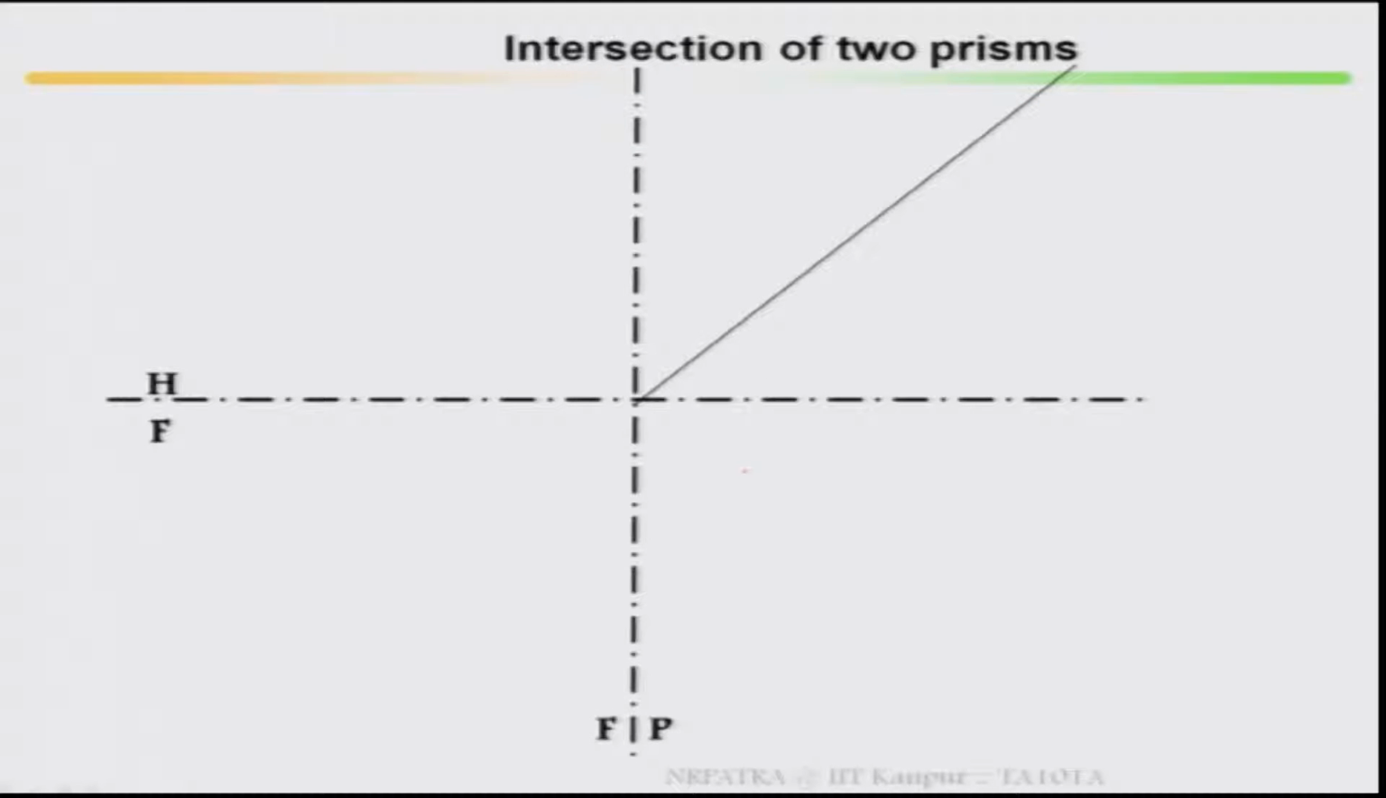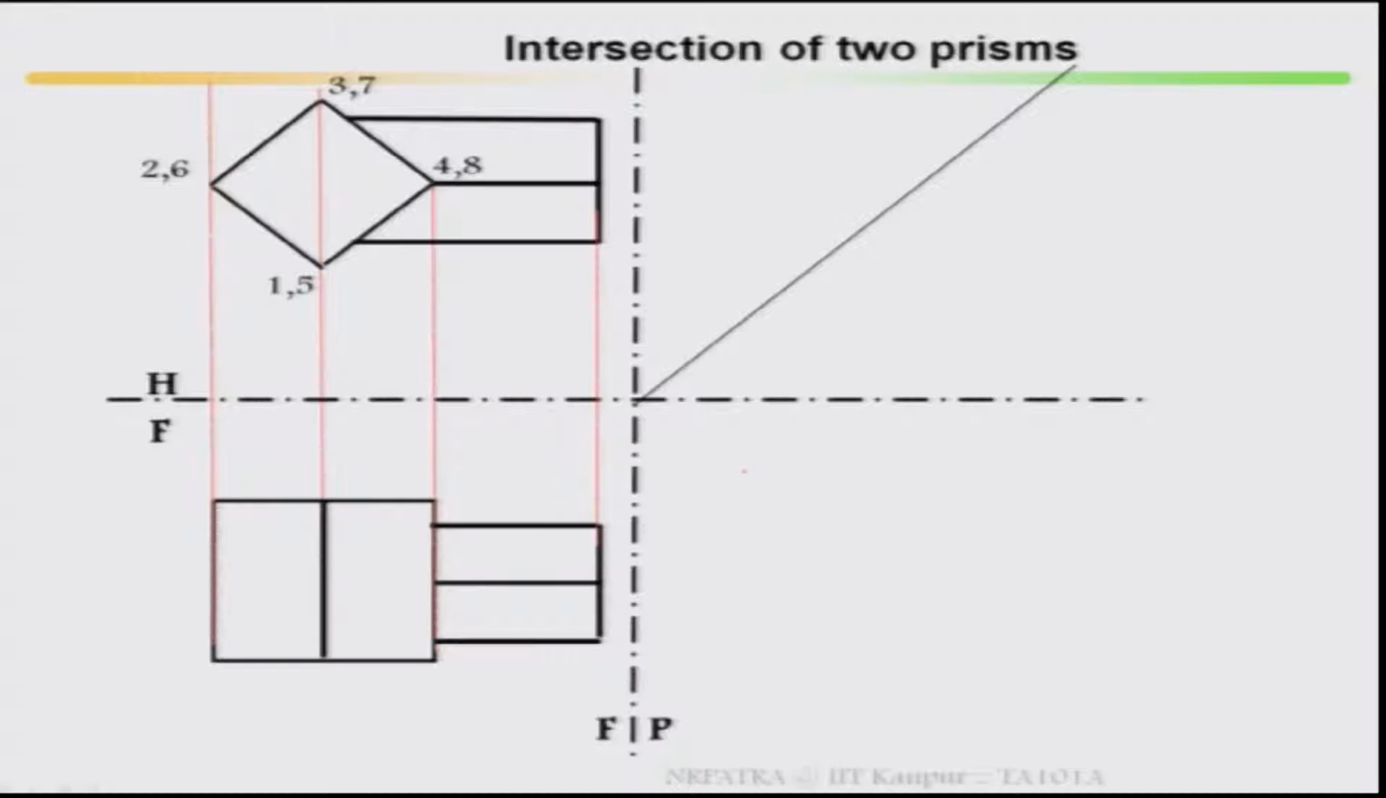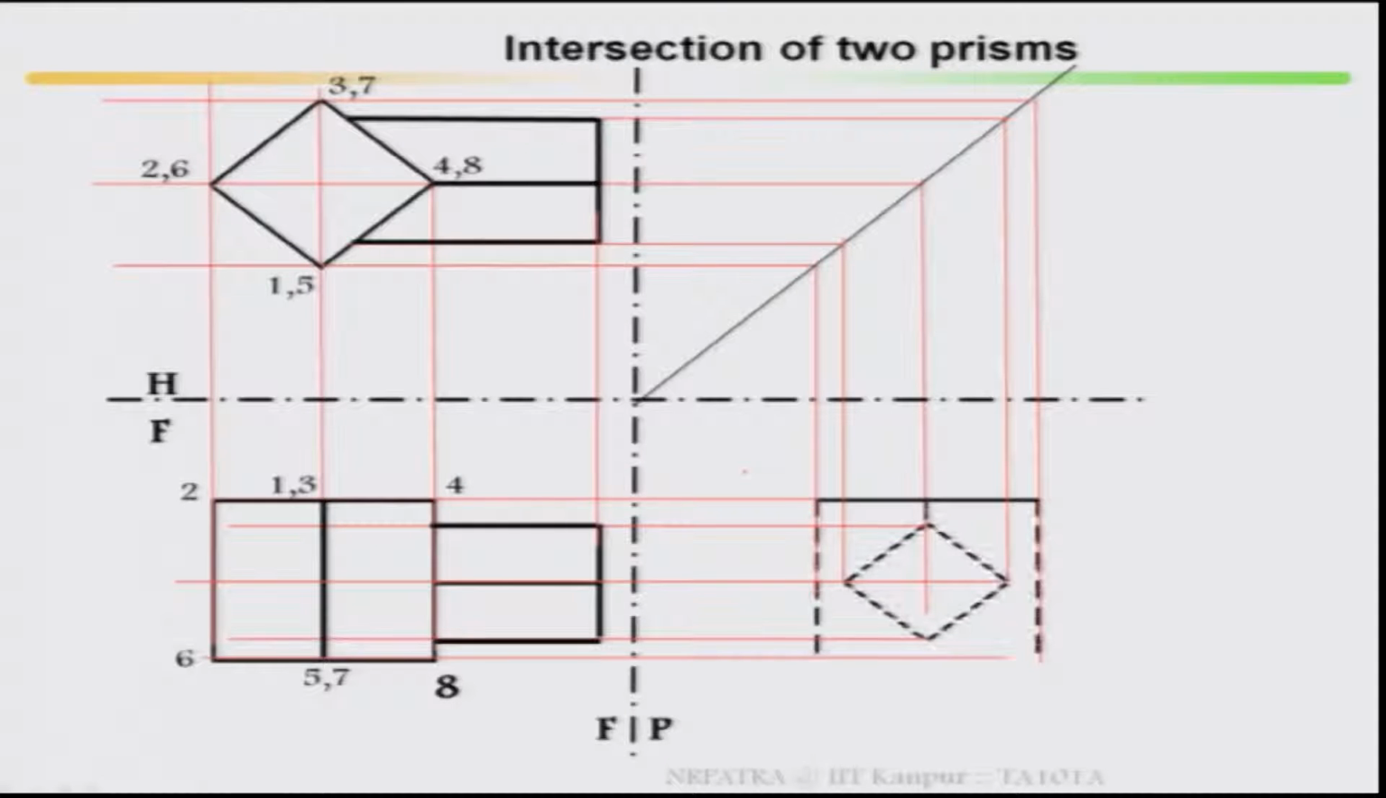Now let us look at another example, the intersection of two prisms. This is your top view, I name it 1, 2, 3, 4, 5, 6, 7, 8. This is your front view, 1, 2, 3, 4, 5, 6, 7, 8. Now this is your side view.